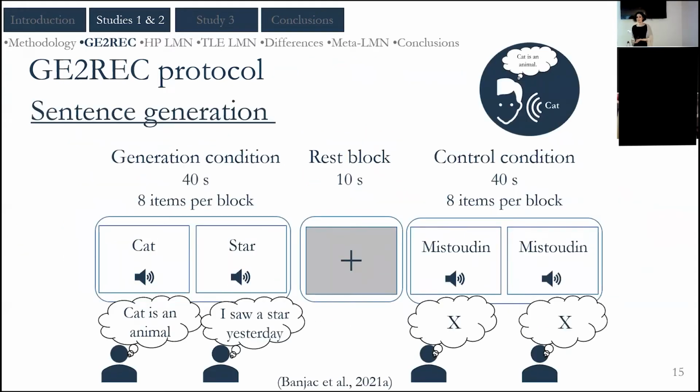The first task, sentence generation, had a block-based design. There was a generation condition in which participants heard words. Every time they heard a word, they should generate a sentence in their head. They also had a control condition during which they heard a pseudoword. When they heard a pseudoword, they were asked not to say anything.